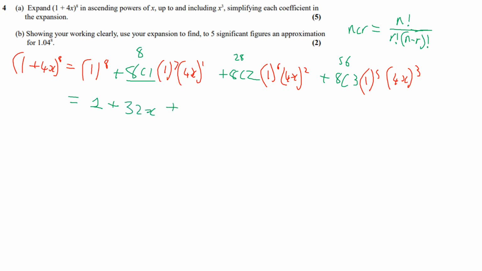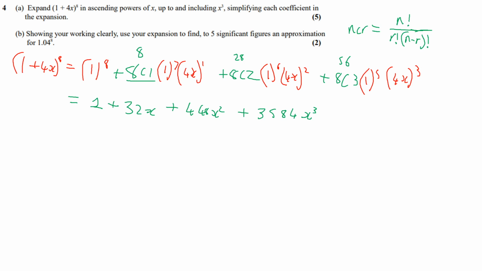X plus 28, excuse me, times 16 is 448 x squared. And then 56 times 4 cubed is going to be 3,584 x to the 3. Okay, so now let's work out the last part.